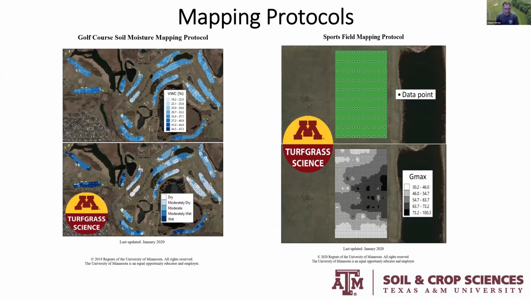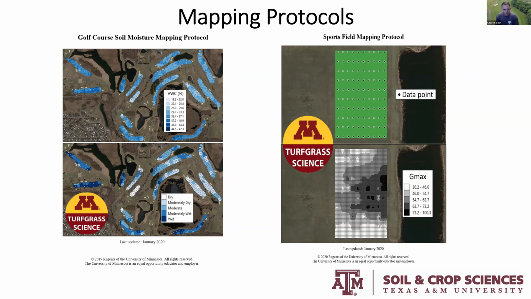So with that said, knowing that there's a limitation with the protocols, when I was in Minnesota, I did develop a golf course soil moisture mapping protocol, which is the one on the left. You can download that. I'll show a QR code here in a minute. You can download that and incorporate it into your program at your golf course, as long as you have some kind of GPS soil moisture meter.